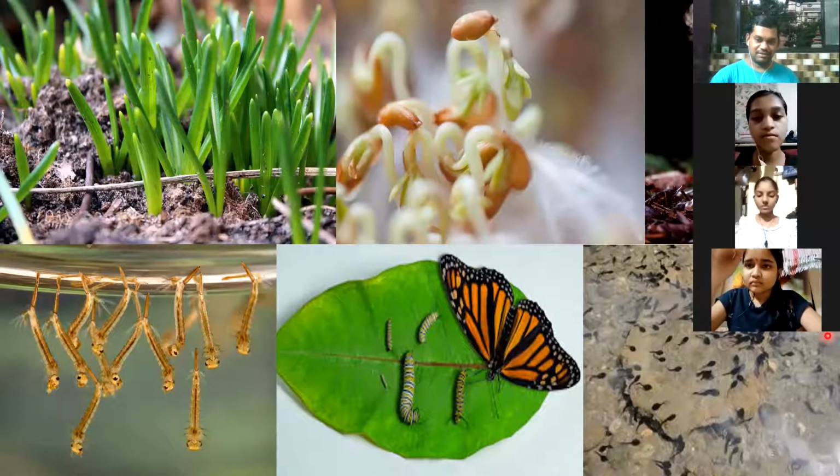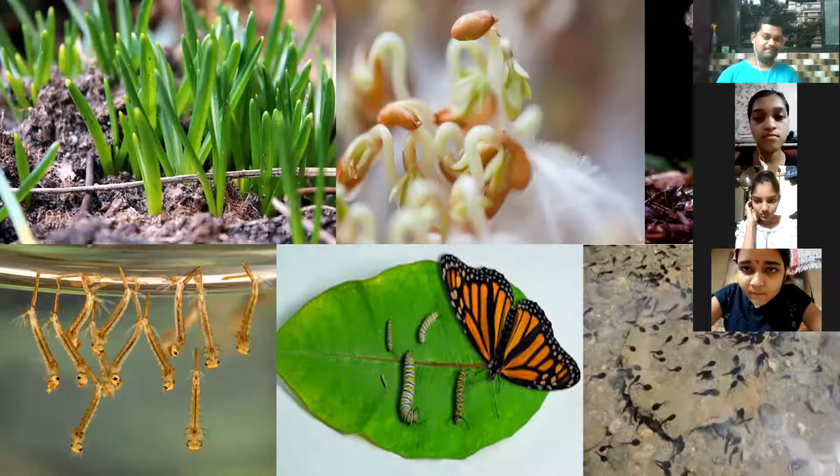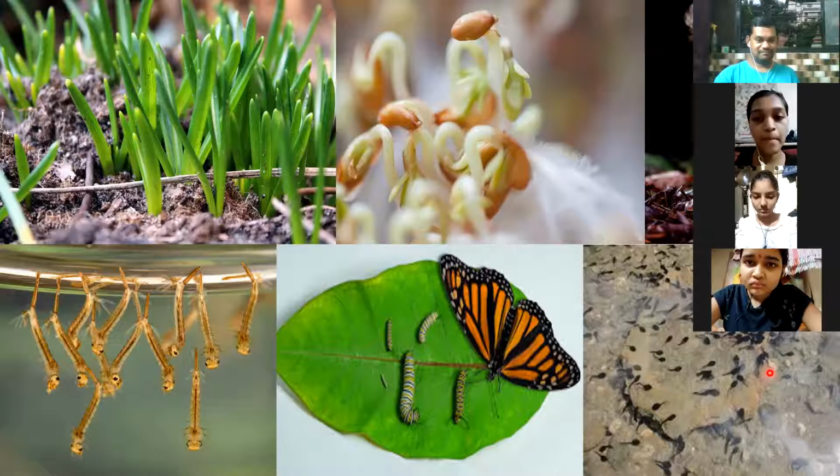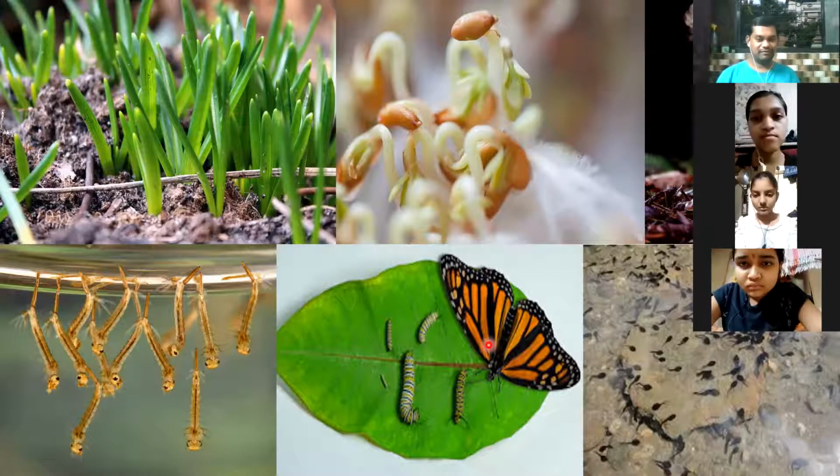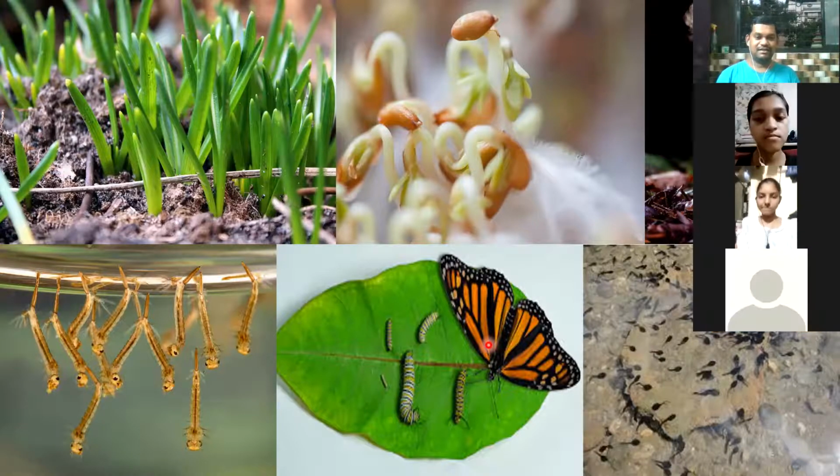Okay, what are these below that? Something in the water. What are the young ones of a frog known as? Tadpole. These are the tadpoles which are hatched from their eggs.